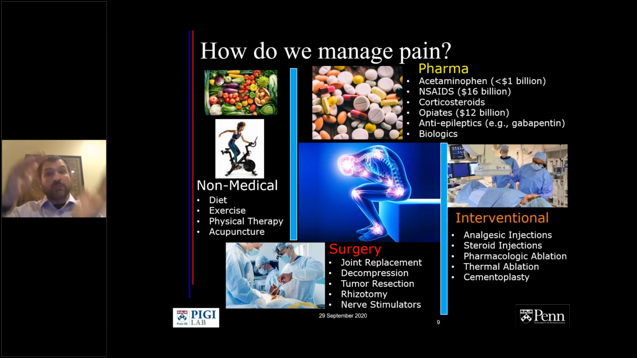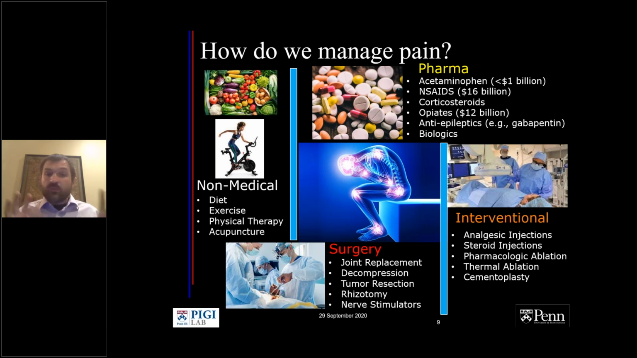A little bit more invasive than that is where we stand in this interventional pain market, whether it be interventional radiologists or interventional anesthesiologists who do interventional pain management. In any case, this is where you're giving some kind of pain injection like analgesic injections or steroid injections, or you're doing some kind of pharmacologic ablation that we'll talk about using ethanol or phenol, or you're using some kind of thermal energy to directly kill a nerve. And then some other techniques we'll talk about like cementoplasty for stabilization of malignant bones and things like that.